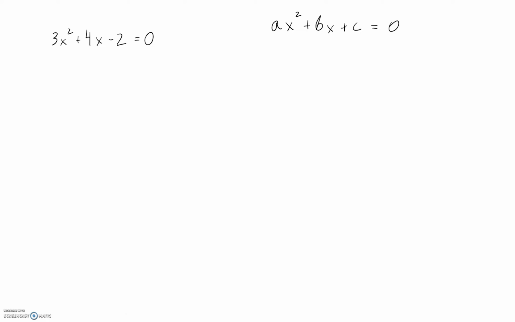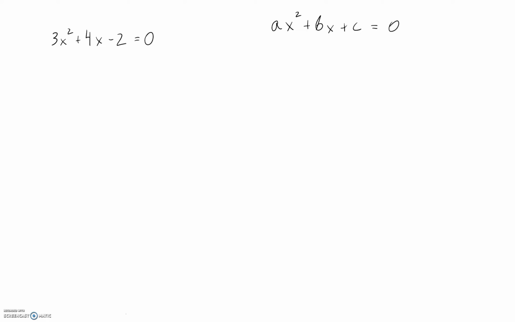Alright, for this video we're going to look at a couple of quadratic equations set equal to 0 already for us, and we're going to look at completing the square. And completing the square on the left for this 3x squared plus 4x minus 2 equal to 0 will be pretty tough already, just because we're going to have some fractions to deal with.